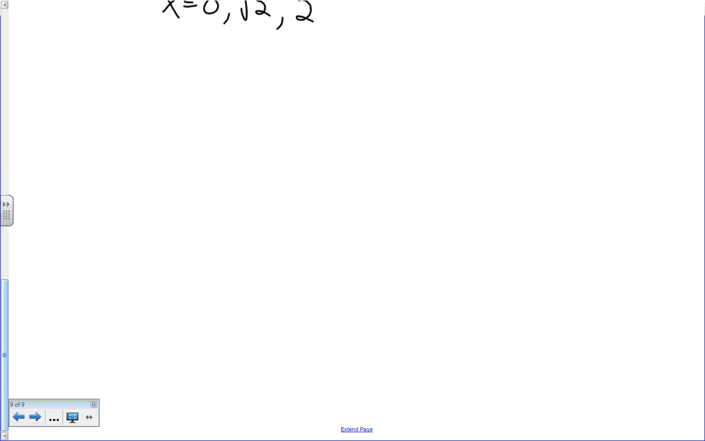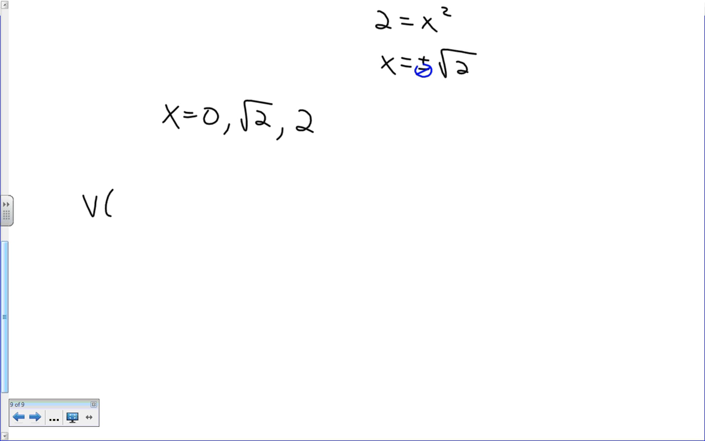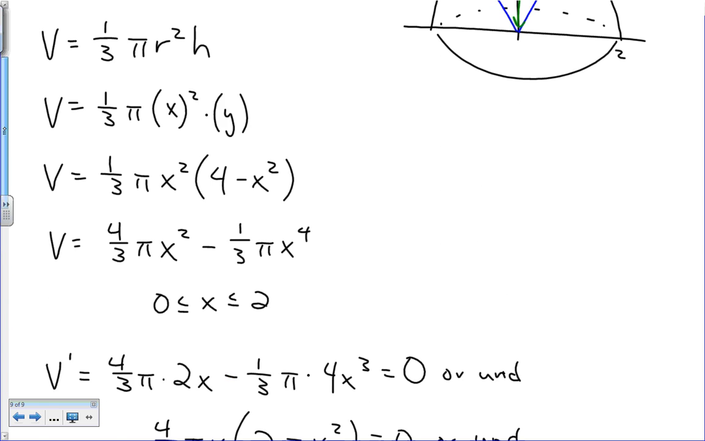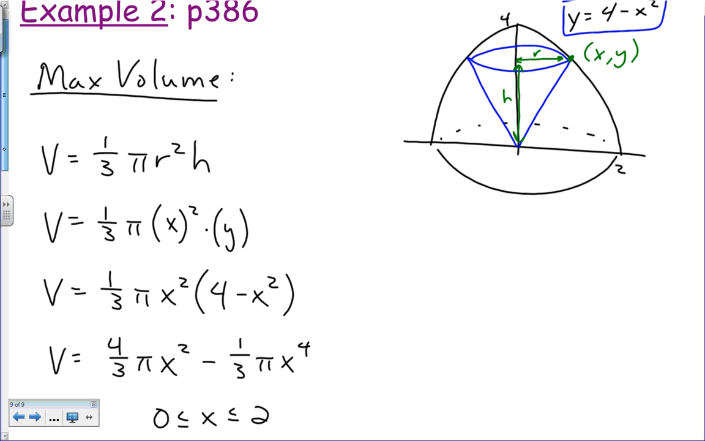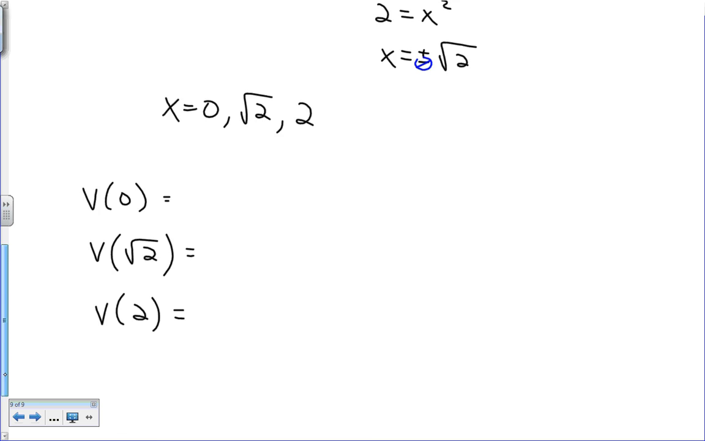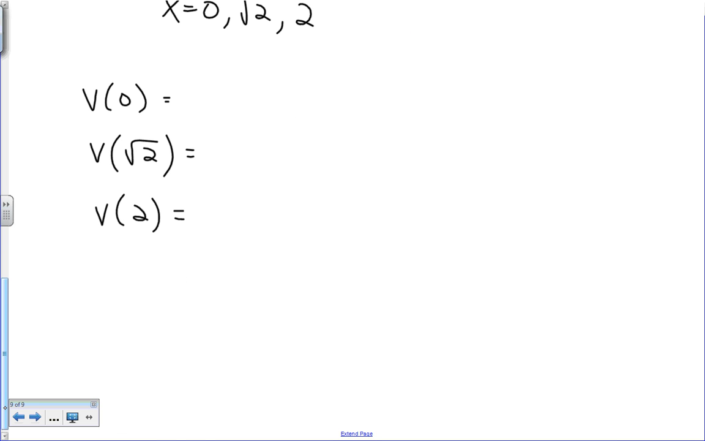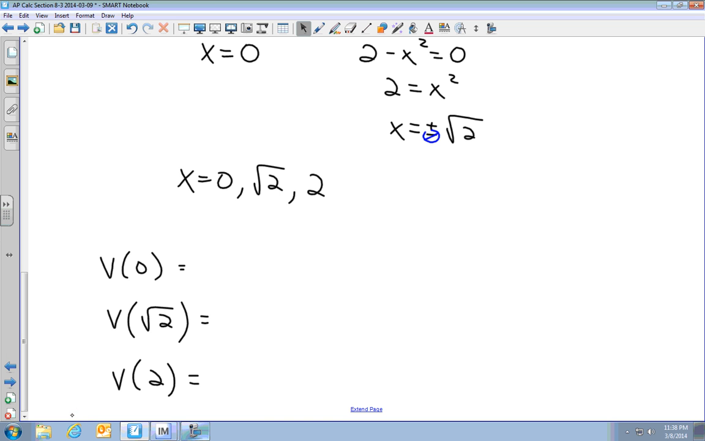So let's take our volume equation and plug in those three values. I've got to find my volume at 0, my volume at the square root of 2, and the volume at 2. Now again, if you go back to the graph of this, you can see why the endpoints aren't going to make any sense. If I make the x value, which is the radius, equal to 0, I'd have the tallest cone I could have, but I'd have no radius, so there'd be no volume. And if I make the radius as large as possible, equal to 2, I'd have the biggest radius, but I would have no height, so the volume would be 0 again. So I'm expecting to get zeros at the endpoints, which means I'm fully expecting that my solution is right at the square root of 2.